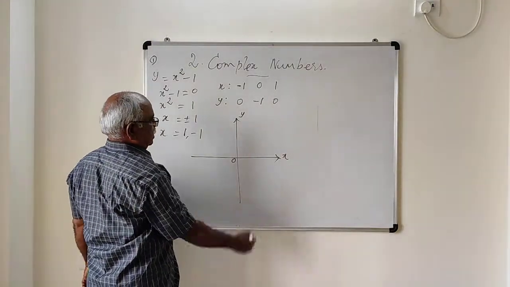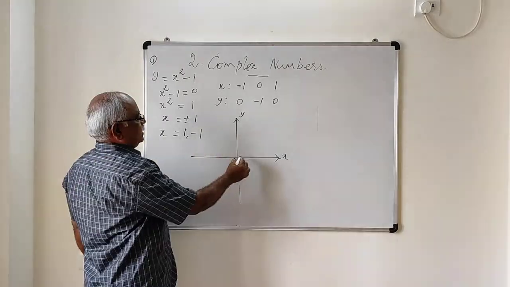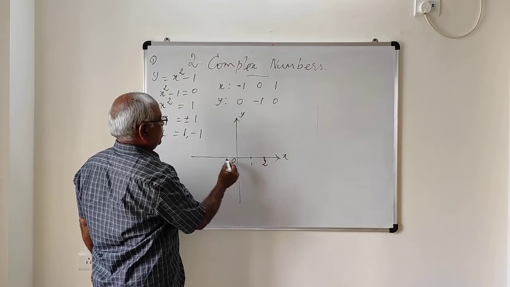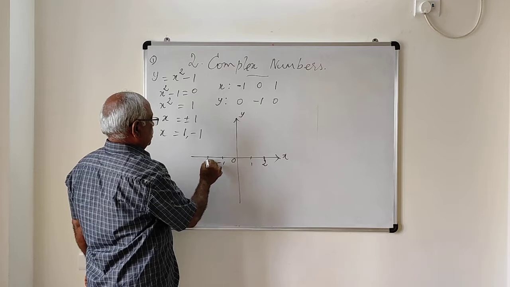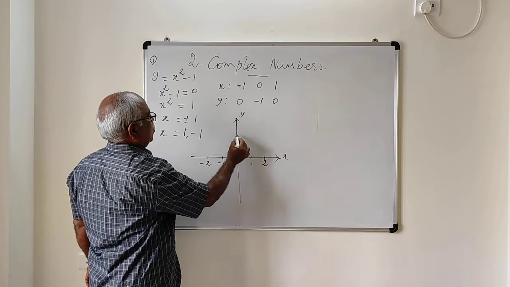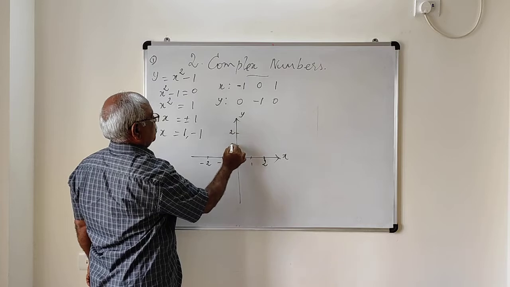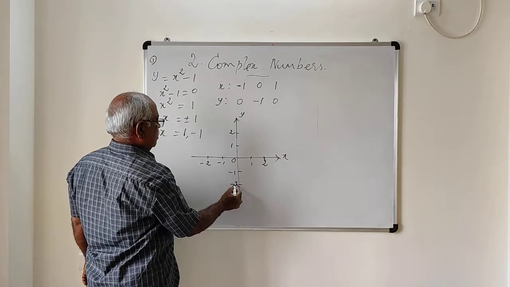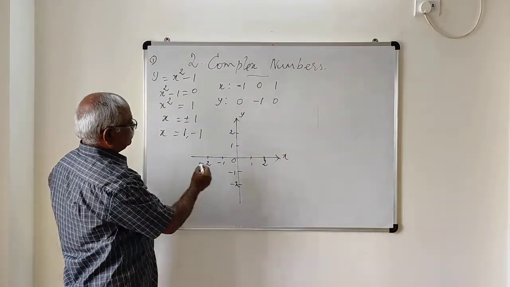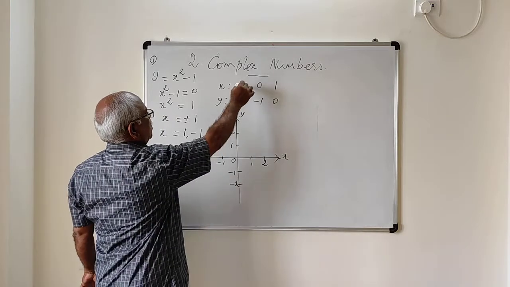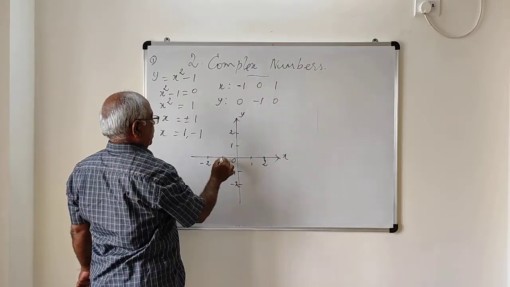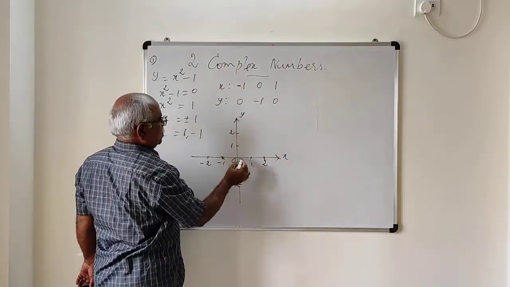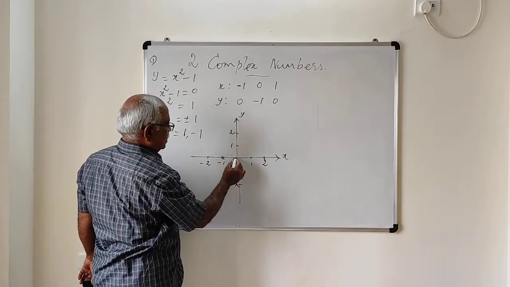And you know this is the horizon. By plotting the points on the x-axis, real points 1, 2. Similarly, this is minus 1, minus 2. On the y-axis, 1, 2, on the negative side minus 1, minus 2 and so on. To plot the points in the graph, x is minus 1, y is 0. And x is 0, y is minus 1.